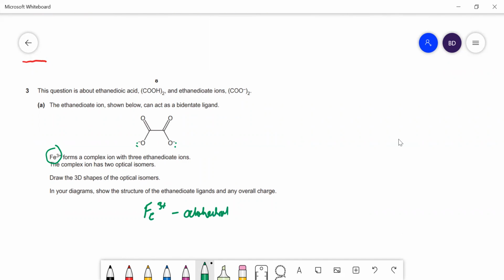So we've got to draw the shape of the optical isomers. I'm going to draw one of them first. I'm going to draw Fe. Now it's octahedral, so 4 of the ligands are going to be in the same plane of the paper, and 1 is going to be coming out to you, and then 1 is going to be going back into the paper there. So that's what the ligands are, and they are going to be this ethanedioate ion. So I'm going to draw them here. Those oxygens are forming the bonds, and we've got the carbonyls here. And then we're going to have another one, which is going to be in this position here.